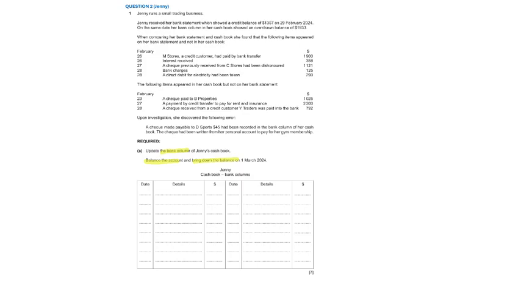Jenny received a bank statement which showed a credit balance of 1367. Okay, and then on the same date, her bank column in her cash book showed an overdrawn balance of 1933. So we only take that information, because the first statement is referring to the bank statement. So bank statement, no, we are not interested at the moment. Then when comparing her bank statement and cash book, she found that the following items appeared on her bank statement but not in the cash book. So with that, we are going to update our cash book.